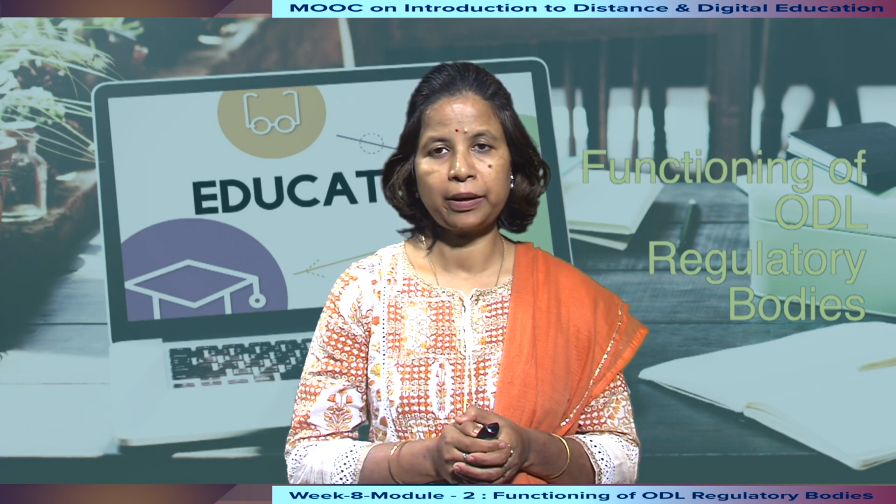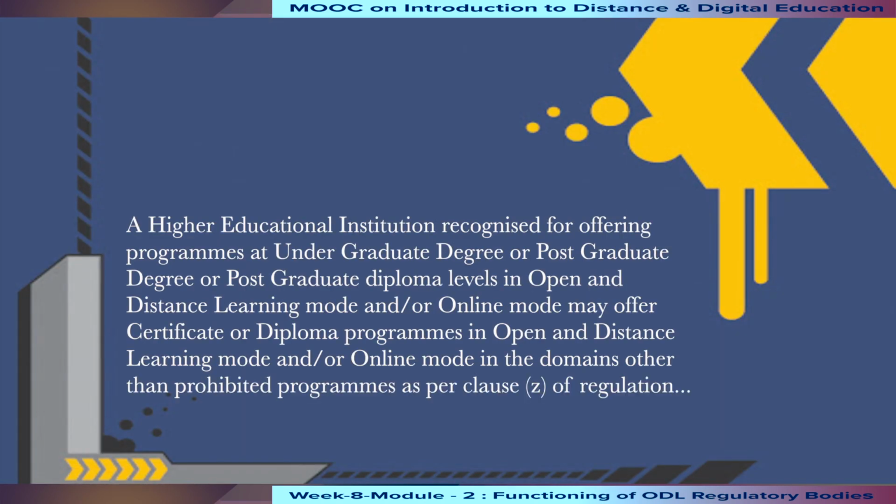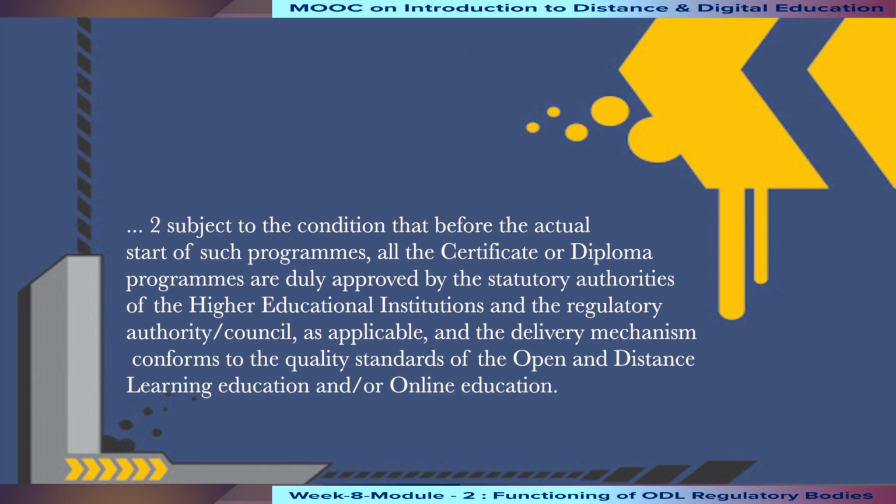So, regarding the offering of certificate and diploma level programs, higher educational institutions recognized for offering programs at undergraduate degree or postgraduate degree or postgraduate diploma levels in open and distance learning mode or online mode may offer certificate or diploma programs in open and distance learning mode or online mode in the domains other than prohibited programs as mentioned above, subject to the condition that before the actual start of such programs, all the certificate or diploma programs are duly approved by the statutory authorities of the higher educational institutions and the regulatory authority or academic council as applicable, and the delivery mechanism conforms to the quality standards of open distance learning education or online education.